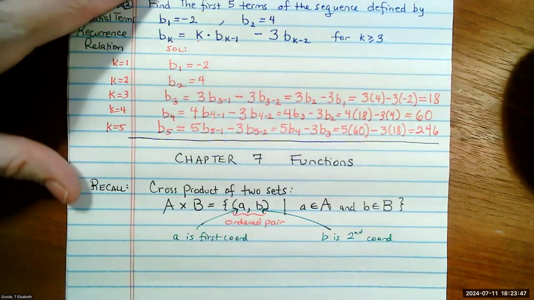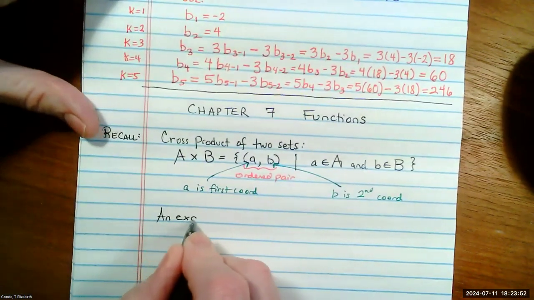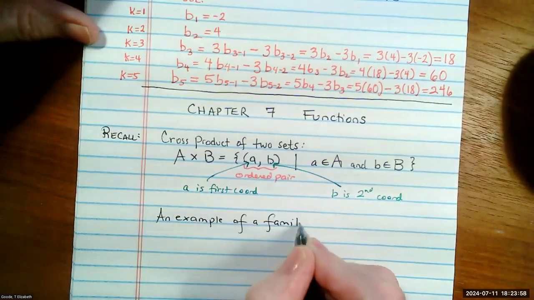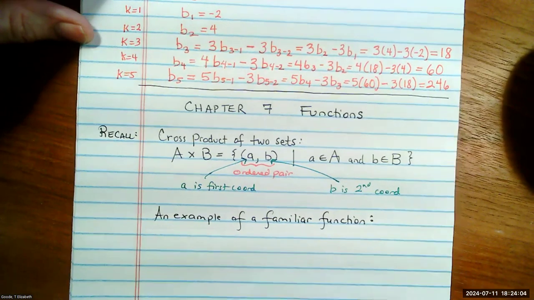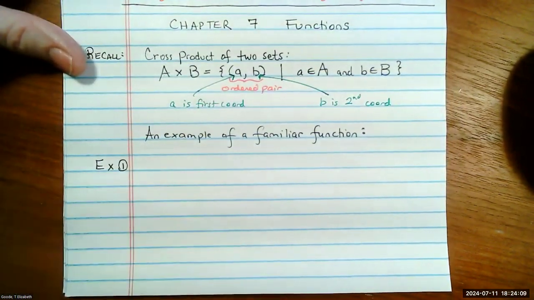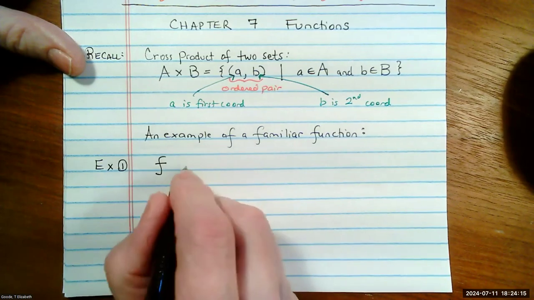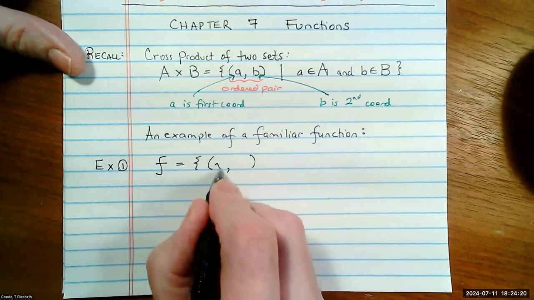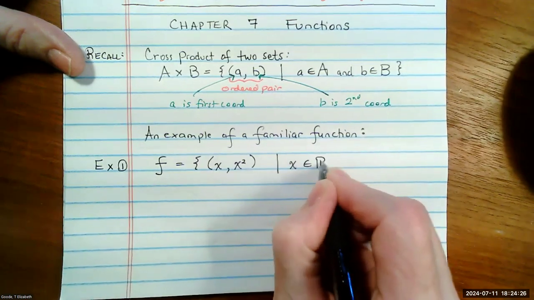So here's an example of a familiar function. It may not be the way that you are used to writing it, but I guarantee you, you know this function. I'm going to start with example 1 again now that we're in a new chapter. F is going to equal the set of ordered pairs of the form x comma x squared, such that x is in the reals.